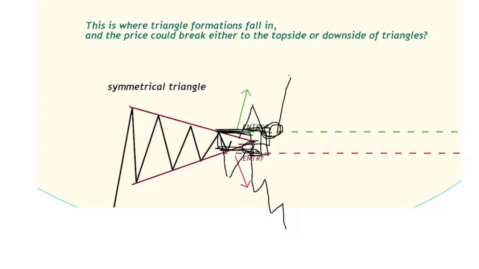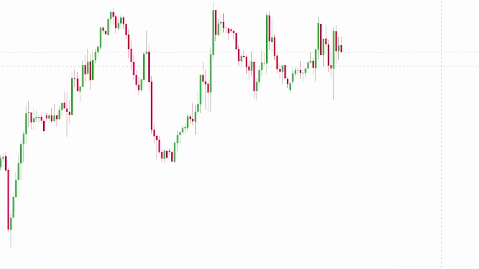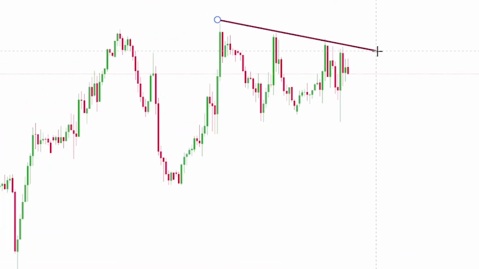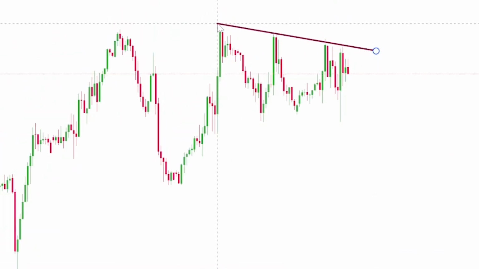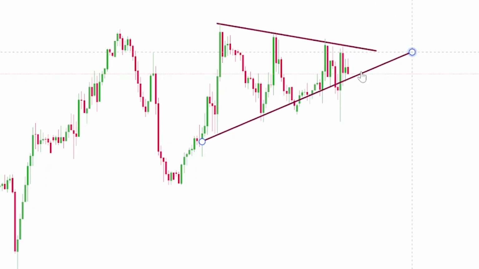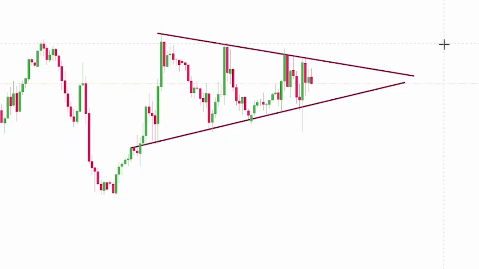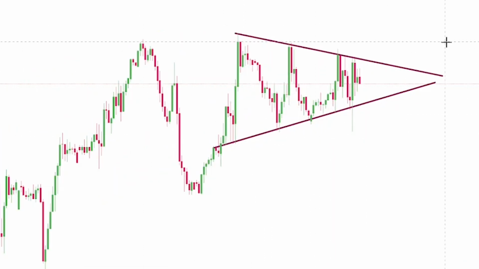Now, let's move and take an example from the chart on how we can use a symmetrical triangle as a bilateral chart pattern. Okay, now from this chart, we have the market that is rejecting from the high, okay, with the high sloping down, and then we have the low that is sliding up. So now in this scenario, we have a formation of a symmetrical triangle. How can we deal with this? We are waiting for the upside or the downside.